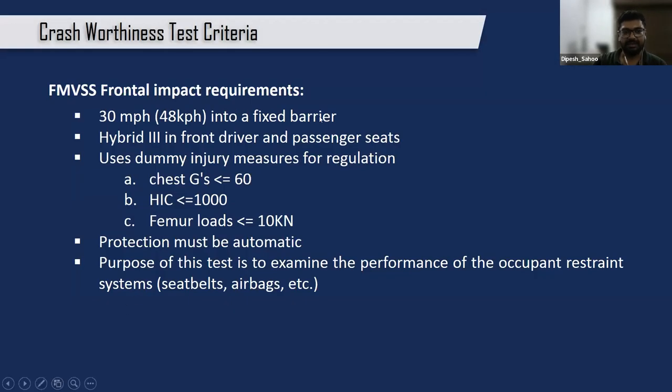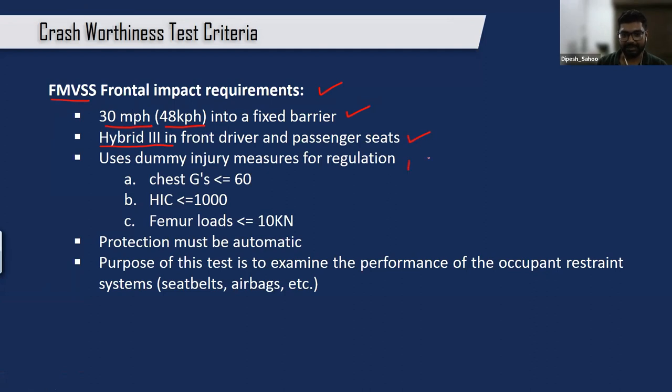Then the FMVSS front impact requirements. What are the requirements? You can say same in FMVSS. The FMVSS requirement is 48 km per hour into a fixed barrier. This is for Hybrid III dummies in the front driver and passenger seats.